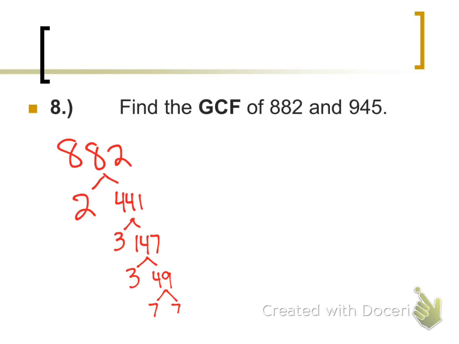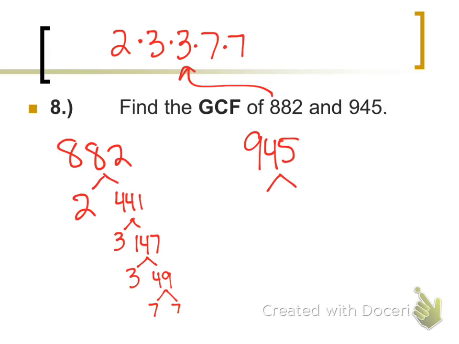So I'm going to go up here to the top and write out that list. 2 times 3 times 3 times 7 times 7 is my list, or my prime factorization for 882. Are we all okay with why I didn't put 49, 147, or 441 on that list? Okay, you break them down, they don't go on the list.